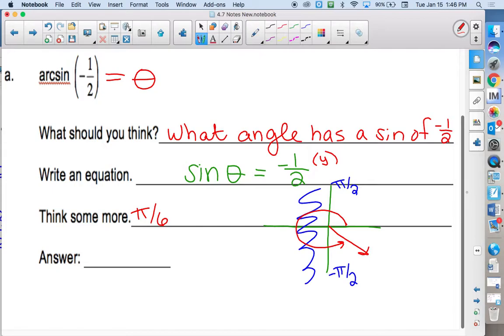Brandon? It's greater than pi/2. So would it be negative? So it's just going to be the negative pi/6. It's just the negative angle because it can't be bigger than pi/2. So I can't use 11pi/6 because it goes into the second and third quadrants.